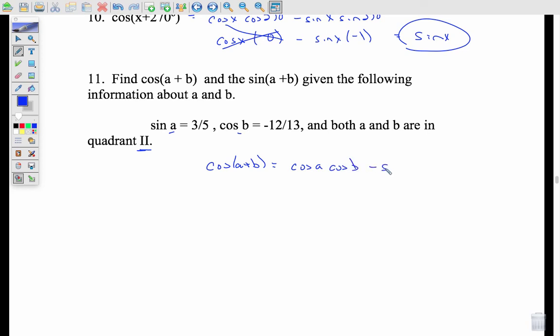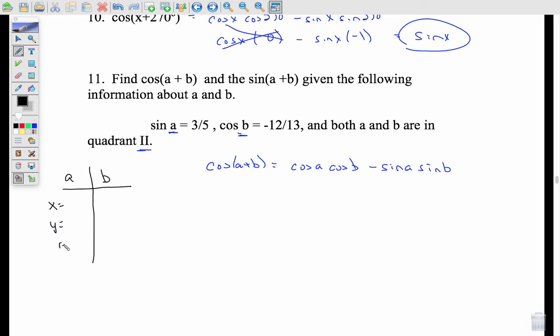So let's say we're going to start out with the cosine of a plus b. That would be the cosine of a times the cosine of b minus the sine of a times the sine of b. So I notice here for angle A, I need to know both the sine and the cosine. Right now I just know the sine. Somehow I'm going to have to be able to find the cosine. Same thing for angle B. I know the cosine, but I also need to know the sine of angle B.